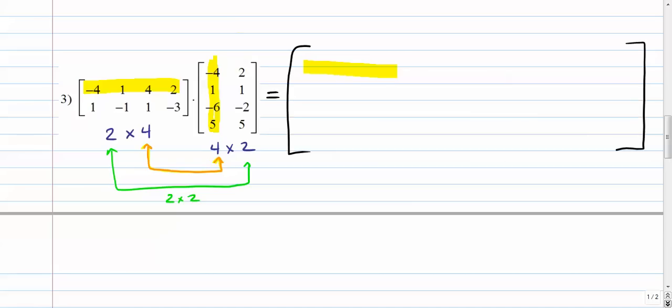Okay? So here we go. Let's get those out of the way. Well, actually, no, let's keep those there for a second, just for now, anyway. Notice I'm leaving a really long strip here. I'm going to go negative 4 times negative 4 plus 1 times 1 plus 4 times negative 6 plus 2 times 5. Okay. So that is the first step.